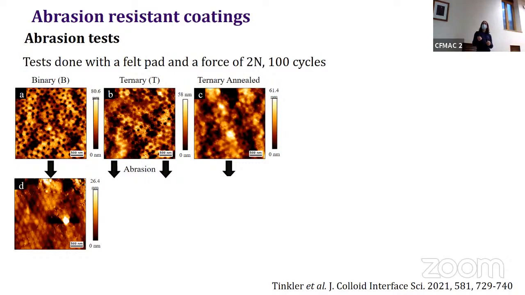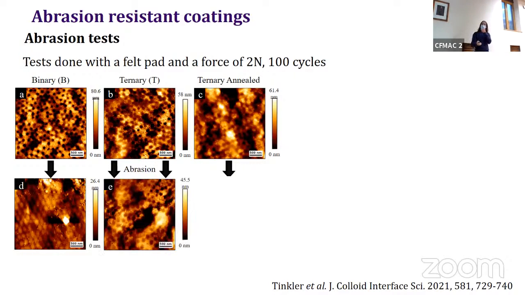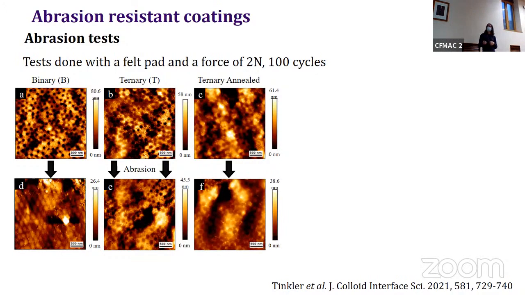But if you add the second latex population, after abrasion you still retain the particles. Maybe the height is slightly lower, but you mainly retain all the structures. And with the ternary anneal, there's a bit of a mixed result, I think, so we're not very sure about this. They still retain them, but the height goes down quite a lot. But basically, adding a third population is really improving the abrasion resistance.